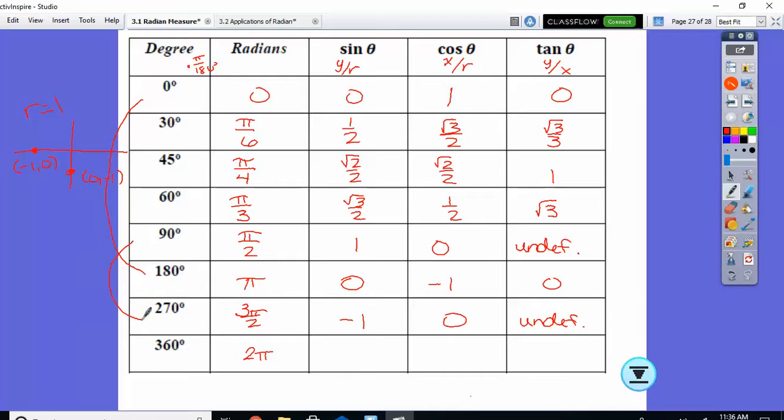90 and 270, same thing. Got the same values except your 1 is negative there. 360 is the same as what? 0. So you already know the values for 0. No need to recalculate them. It's coterminal. They are the same.